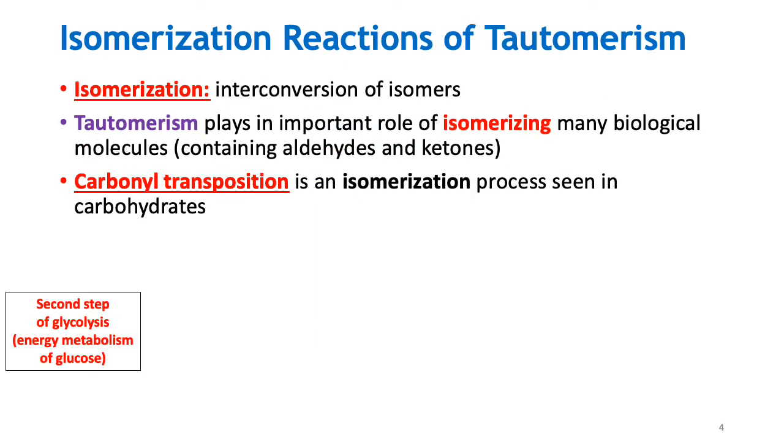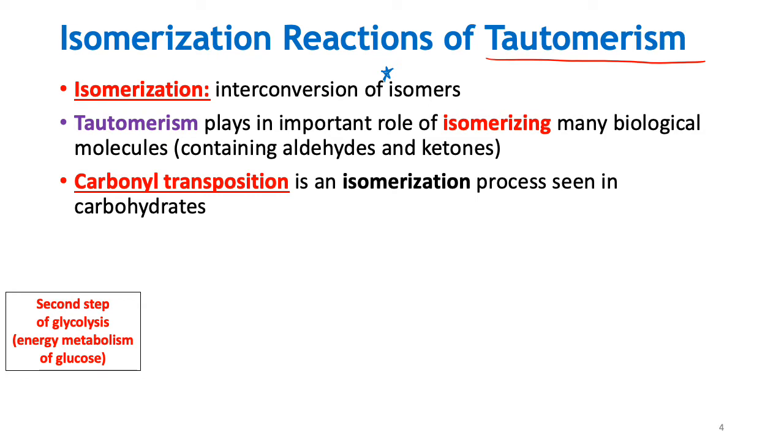All right, so in this slide, we're going to look at isomerization reactions of tautomerism. If you don't remember what tautomerism is, you may want to go back and look at the first video lecture of this chapter, okay? Isomerization is considered to be the interconversion of isomers, and isomers is a word you should know at this point, but if not, go back and check your Organic 1 notes to see what that means. But isomerization is the interconversion of one isomer to another, okay?